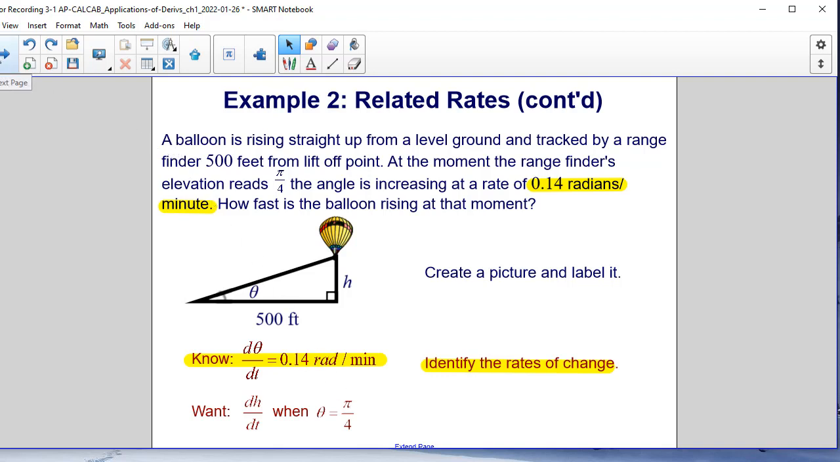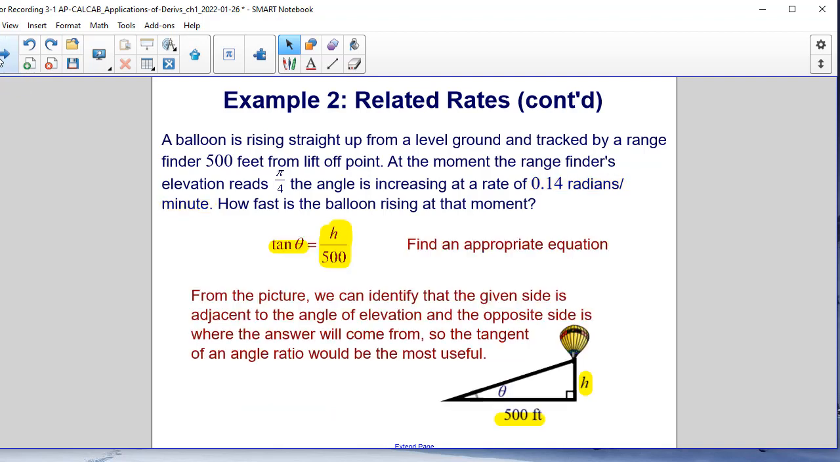The other thing we need to do is come up with an equation. Since we have a right triangle, the two measurements we know, h and 500, form an opposite over adjacent relationship. Or if you're using the Cartesian system, it would be y over x. So y over x, or opposite over adjacent, would be the tangent. So the tangent of theta is equal to h over 500. Now we can differentiate.